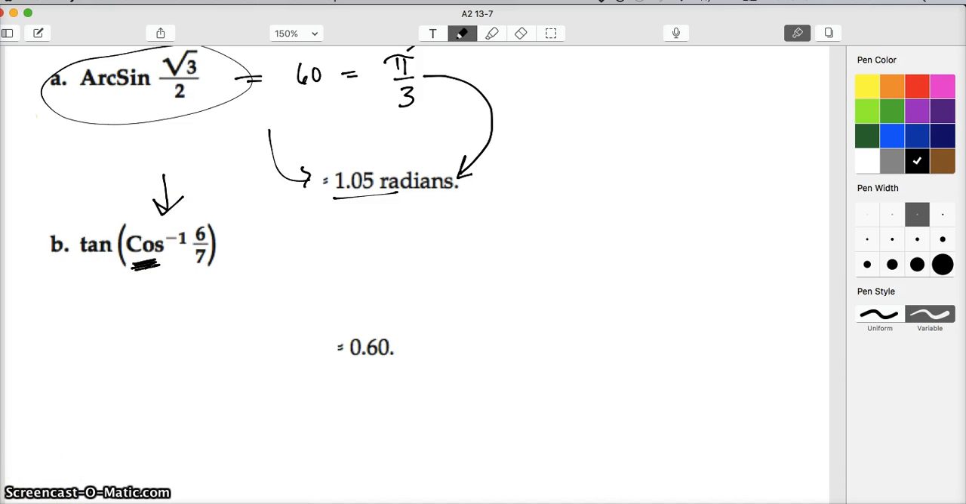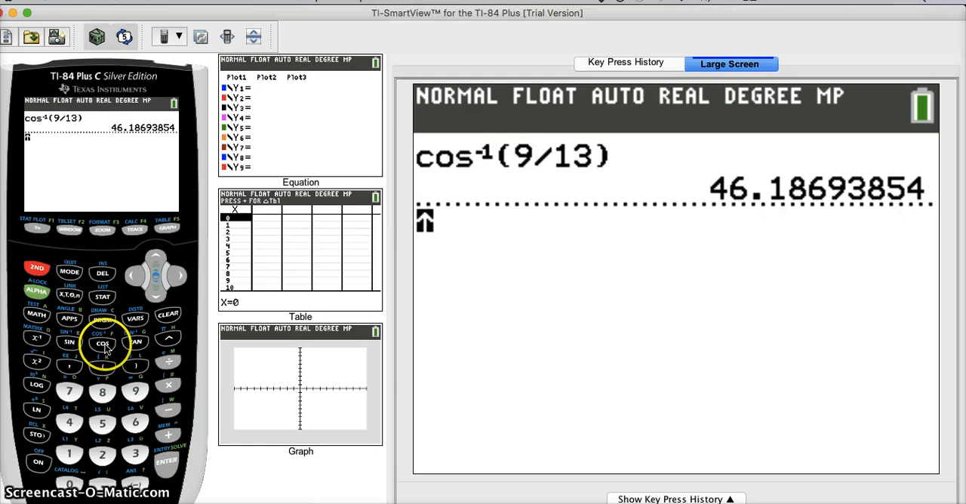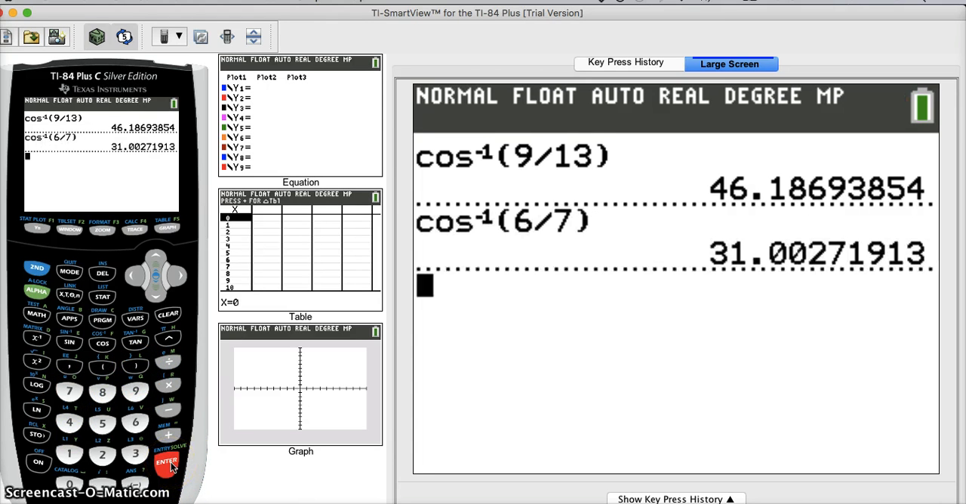So I'm going to go and grab our calculator. You all know you don't have to have this calculator. I just thought it was neat that I had access to one, so I thought we could hang out with this for a little bit. So we're finding the inverse cosine of 6/7, and of course you could do this on Desmos, even your cell phone calculator. When we find that, we get 31 degrees.